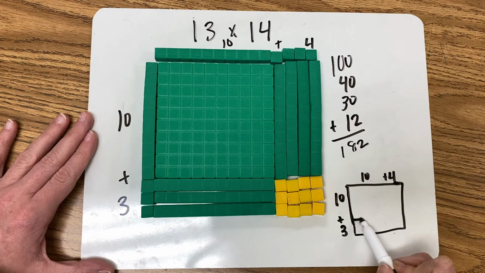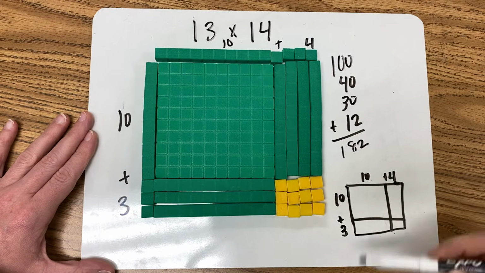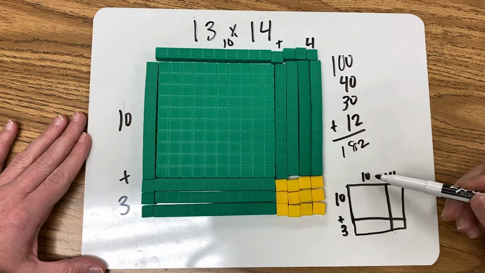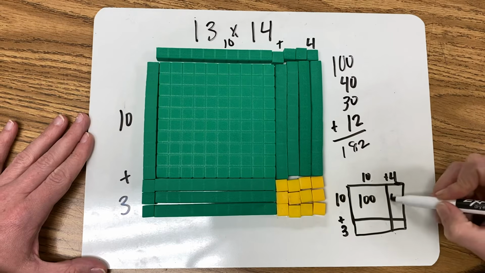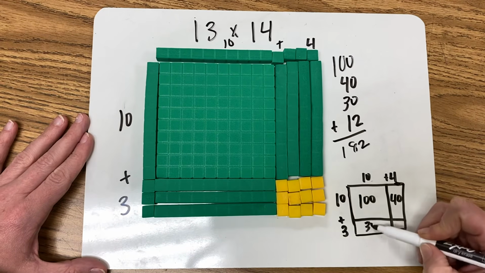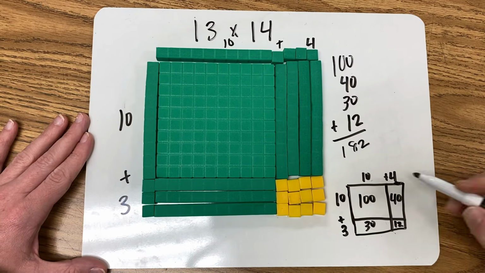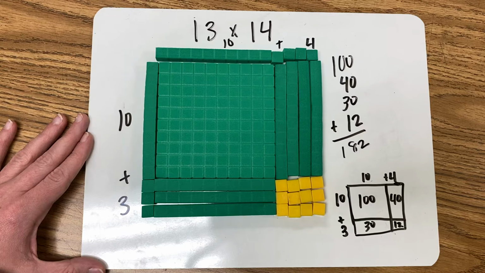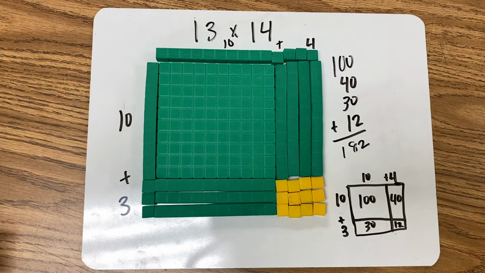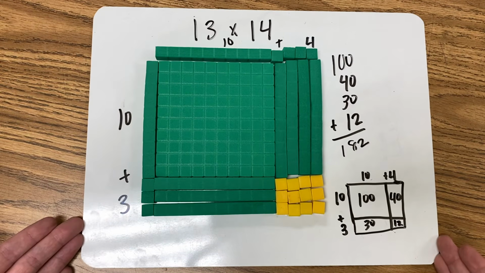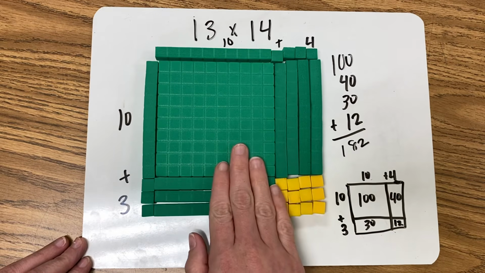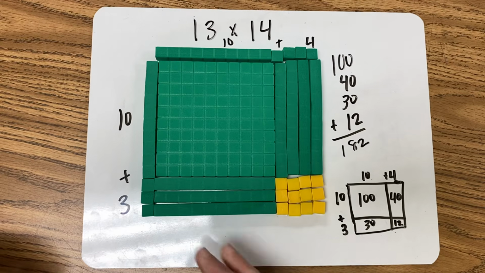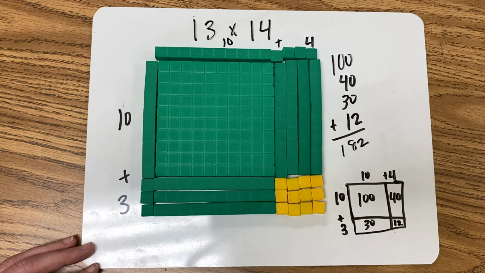Okay, so they can draw their area model, and then they would represent their partial products. 10 times 10 is 100, 10 times 4 is 40, 3 times 10 is 30, and 3 times 4 is 12. And then they would be able to take their partial products and add them together to get their product of 13 times 14. So this kind of just shows how that area model works and how to use the base 10 blocks to really help students conceptually understand why they can do this area model, why it works to find their product.